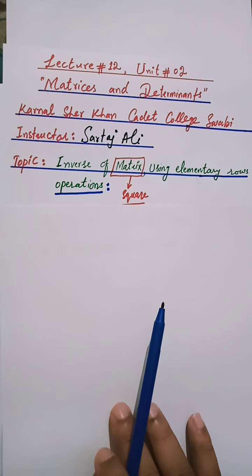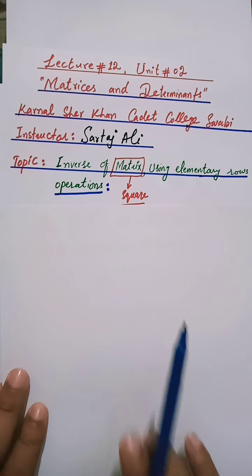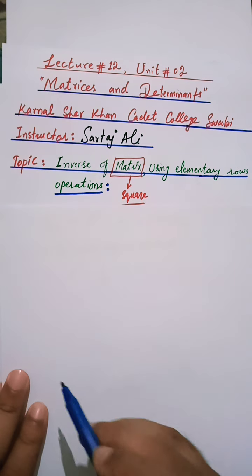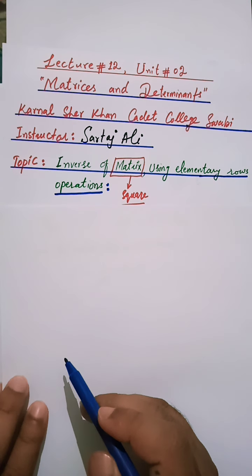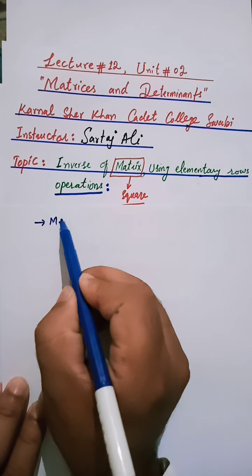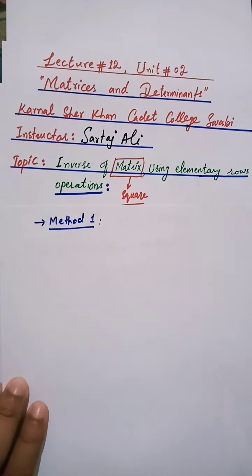The topic of this video lecture is inverse of a square matrix using elementary row operations. In previous video lecture, we found the inverse of a square matrix using the adjoint method. So this is method number 1, which we already discussed in previous video lectures.